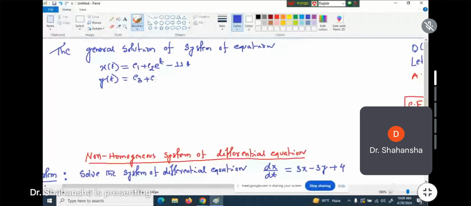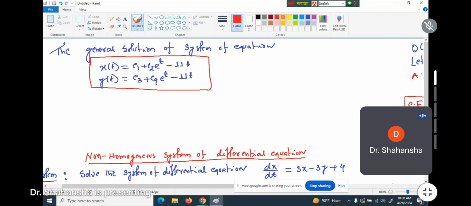It is not mandatory. That's why the solution will be different. I believe all of my friends are clear. When you use the algorithm, we get the initial value or boundary value, x of t, with c1, c2, c3, c4 being different constants.